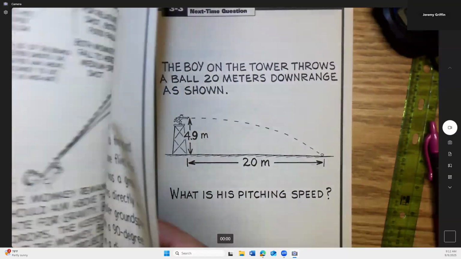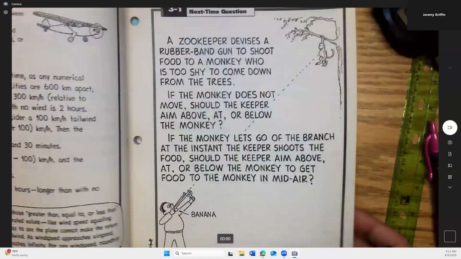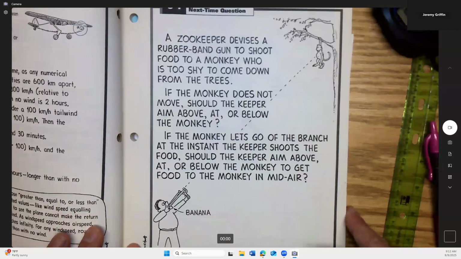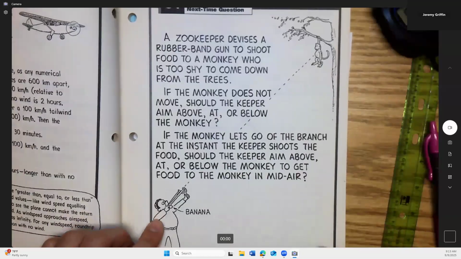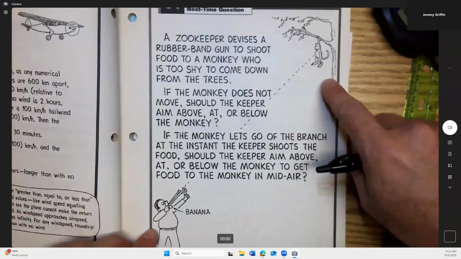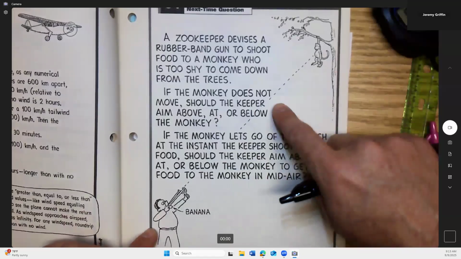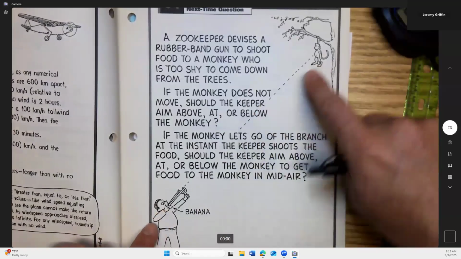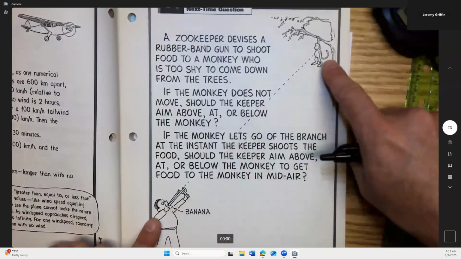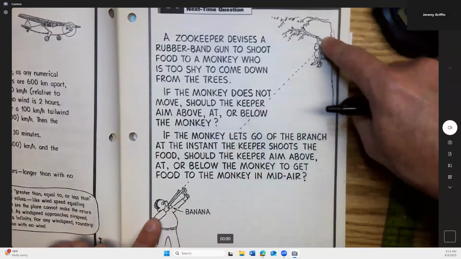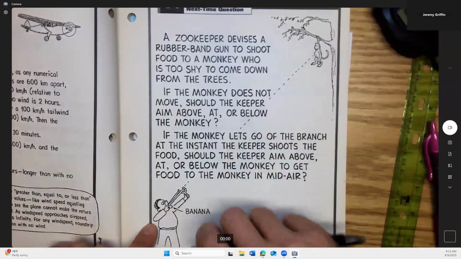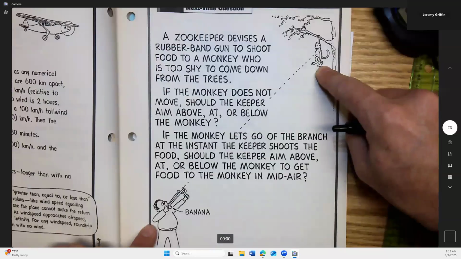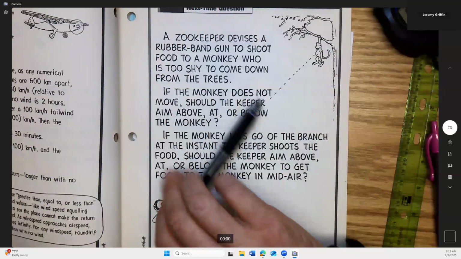Guess what? Another challenge question. Sure. Actually, this one's pretty hard. We could do math for this one. Maybe. The zookeeper devises a rubber band gun to shoot food to a monkey who's too shy to come down from the trees. So here he is with a slingshot. Oh, he's got a banana. If the monkey does not move, so you're gonna get that banana to the monkey, pew! But let's say the monkey just hangs on to the tree branch. Should the zookeeper aim above, at, or below the monkey to get the banana to the monkey? Above. How many say above? Yeah, I think everybody says above, right?